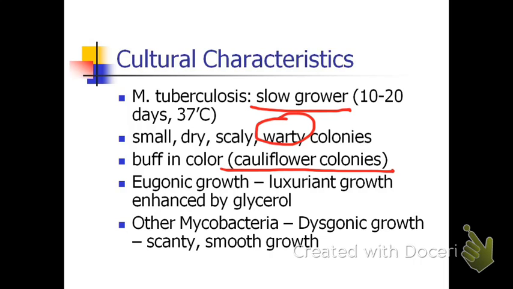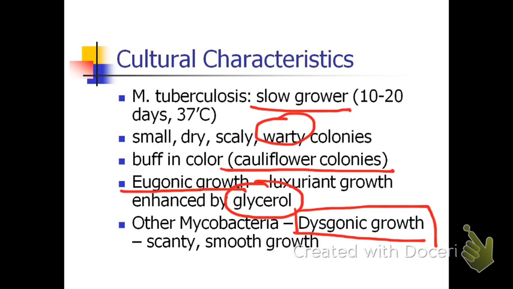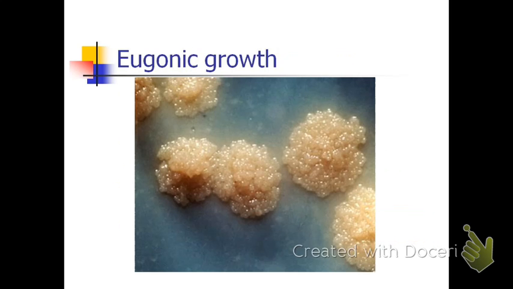There are two descriptors for the colonies of the Mycobacterium. One is eugonic, the other one is dysgonic. Eugonic means that there is a luxuriant growth of Mycobacterium colonies, and this luxuriant growth is actually being enhanced by the presence of glycerol. Other Mycobacterium would have the so-called dysgonic growth, scanty, smooth growth, unlike the rough and warty colonies seen in the eugonic growth. So this is an example of colonies characterized by a eugonic growth. As you can see, it's rough, scaly, and would have cauliflower-like colonies.